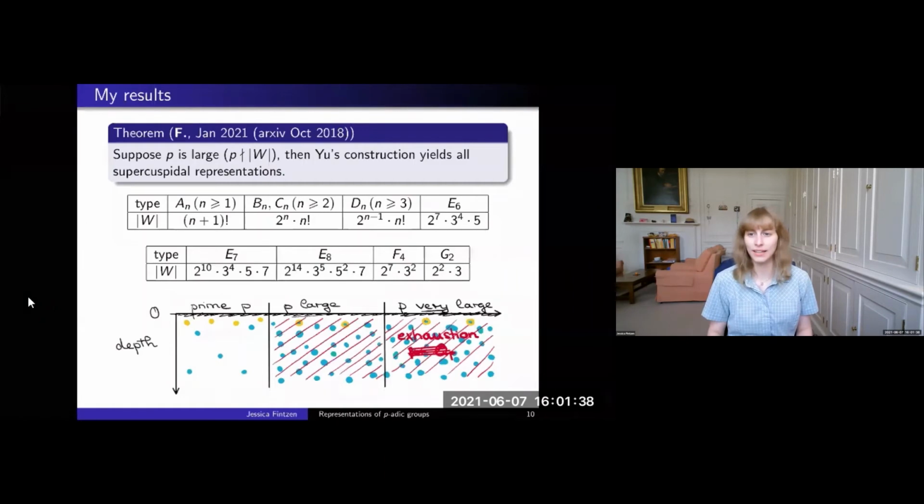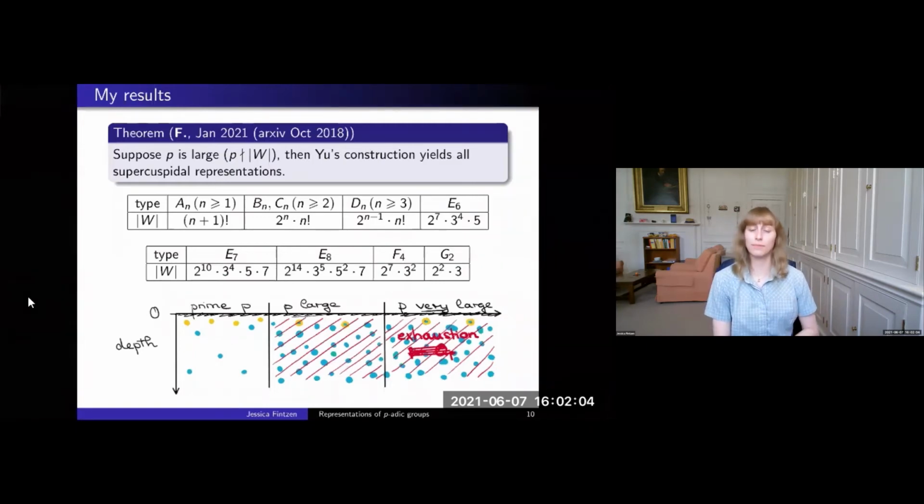So what is very large? How large? Oh, that's a very good question. Very large. So I need to add one more detail here for the number theorists. Instead of just working with the p-adic numbers, you can work with finite extensions of the p-adic numbers. So take your favorite finite extension and look at the ramification index. Let's call this ramification index e.